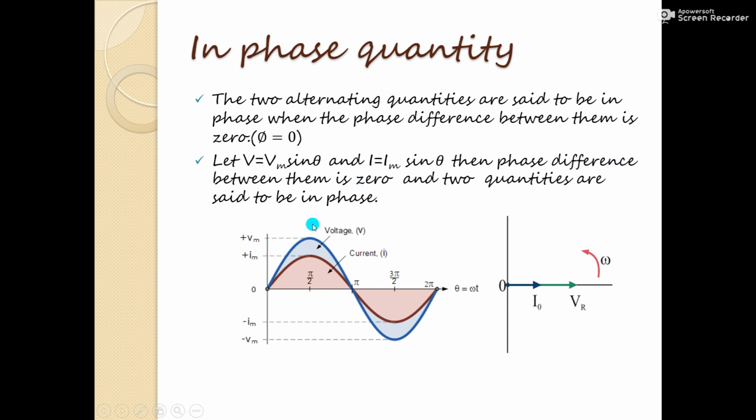Here we are having the two waveforms for the voltage and current, where you will see they are originating from the same 0 position and they are having maximum value at the same time. So these two quantities are said to be in phase because the phase difference between them is 0. We can represent it through phasor diagram as well. So these two quantities are said to be in phase.